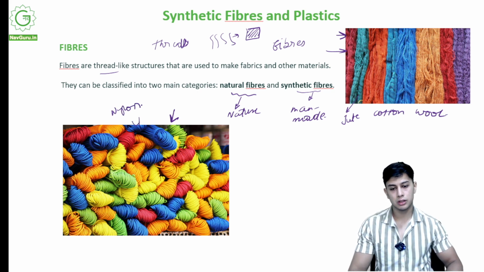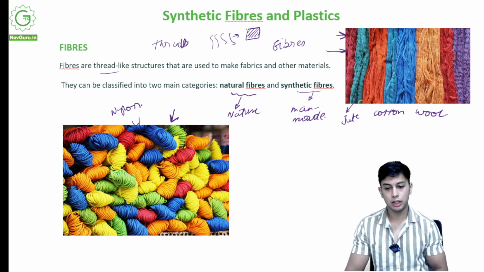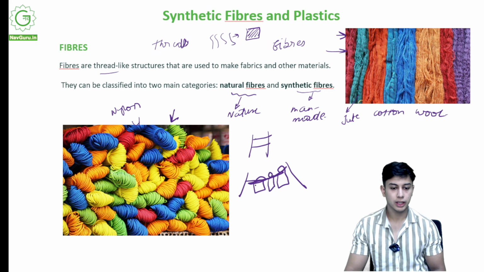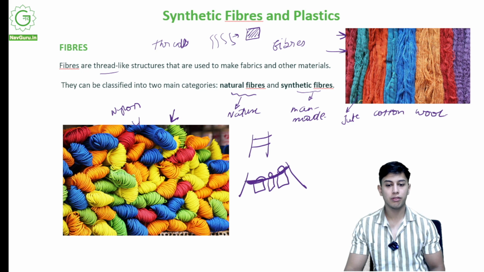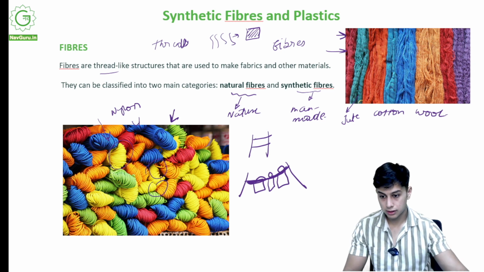Have you seen those long wires on which your mom or anyone at your house would leave their clothes to dry? So it's one over here, one over here. There is a long thread, right? And over here we have some clothes drying in the sun. What is this? This long string is made of synthetic fibers. These are all synthetic fibers.